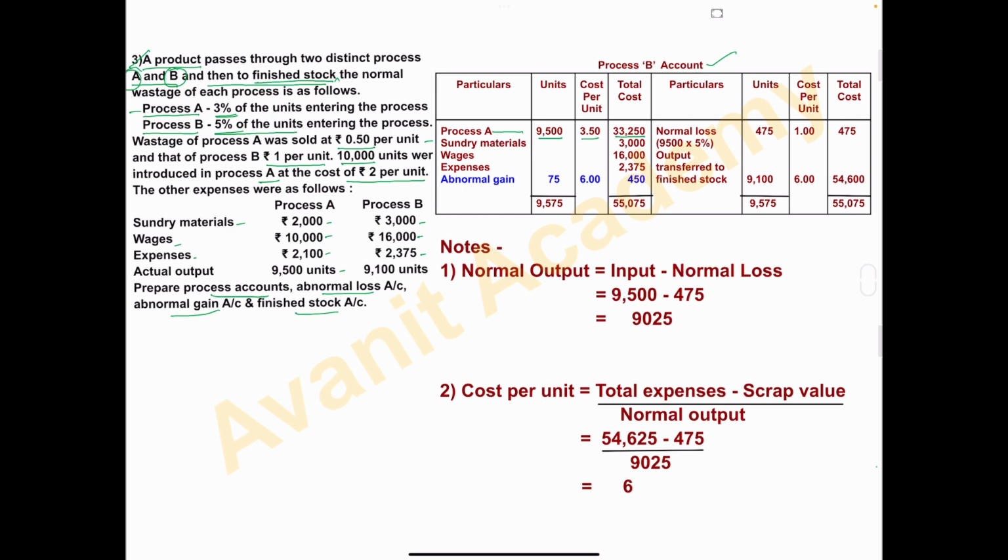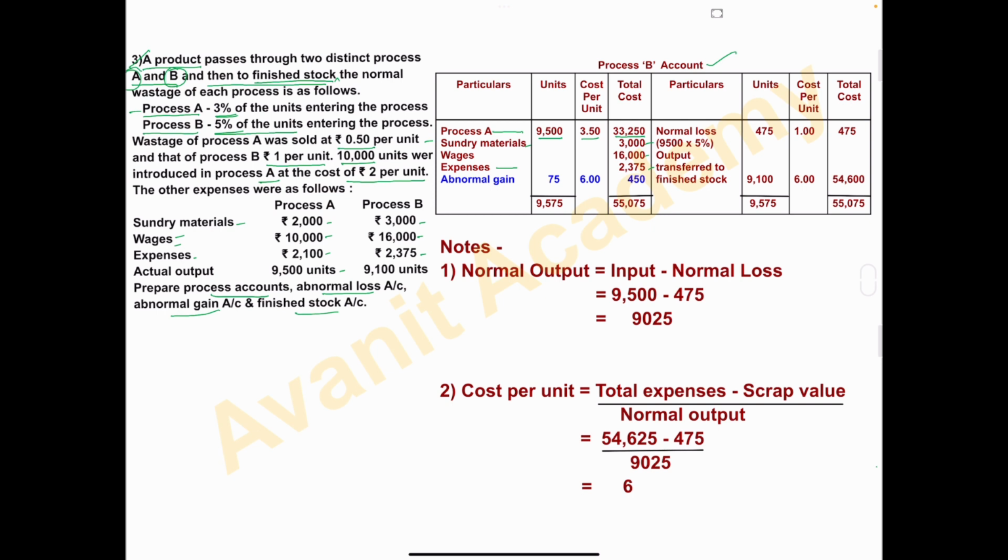Next we'll take the expenses. Sundry expenses, see the B column, amount is 3,000. So take here sundry expenses, amount 3,000, wages 16,000, expenses 2,375. All these related to process B, we have to take here. Okay, expenses are over. Now we'll calculate the normal loss.